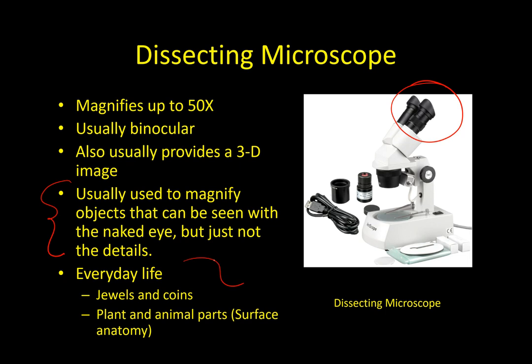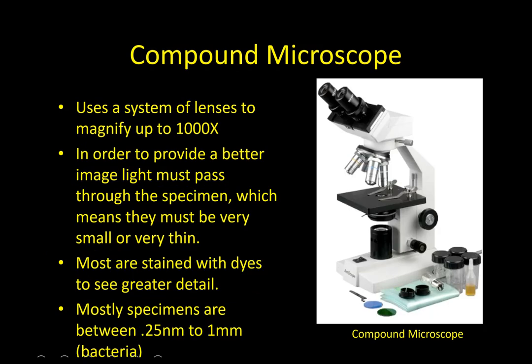So where do we see these used most often? Well, usually at jewelry stores or at coin vendors, because you want to see how much damage there is to a coin or, I guess, if there are any impurities, I'll say it that way, in a gemstone or things like that. You can also look at plant and animal parts as far as the surface goes, but we don't really use this in A&P. We tend to use the compound light microscope.